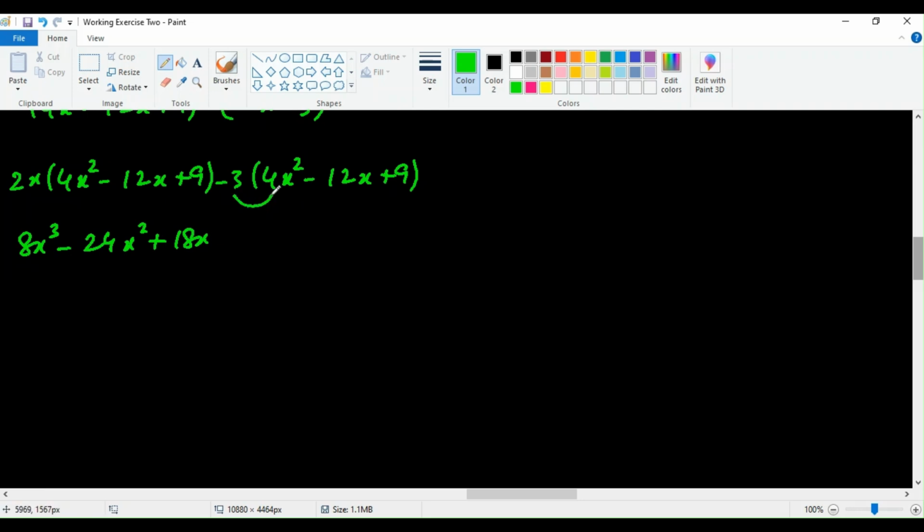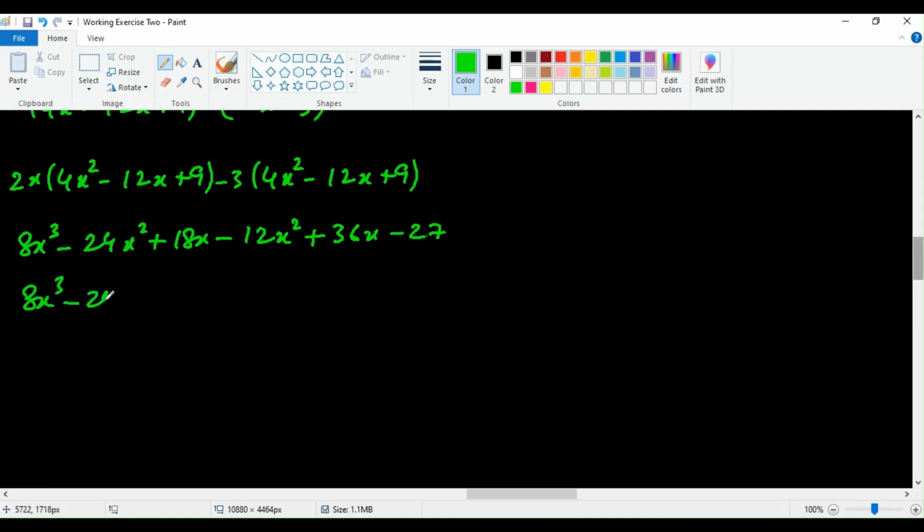Now look at these two. This gives us minus 3 times 4 is a 12x square, minus minus is going to be giving us a plus. 3 times 12 is a 36x, and minus 3 times 9 is a 27. Now comes a simplification, keeping the like terms together.